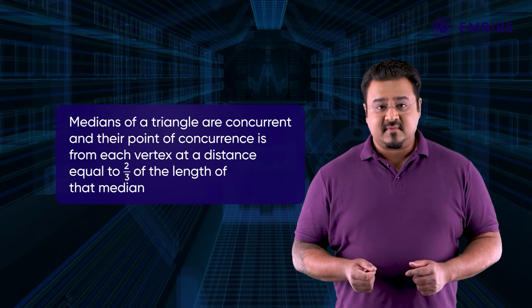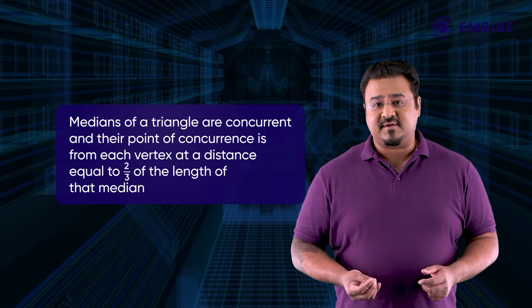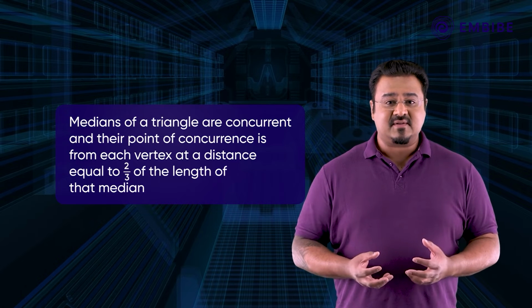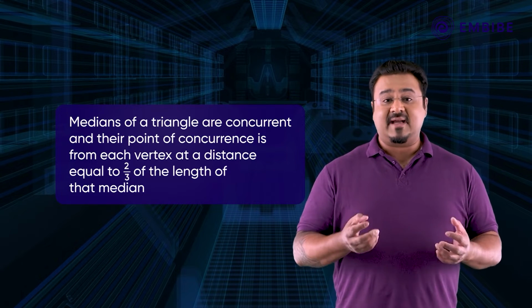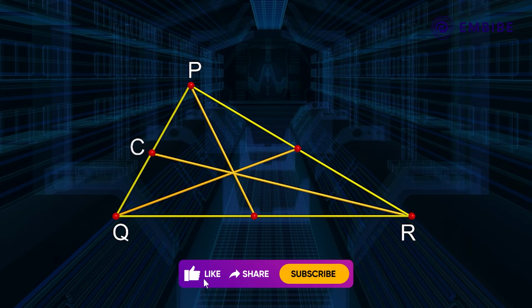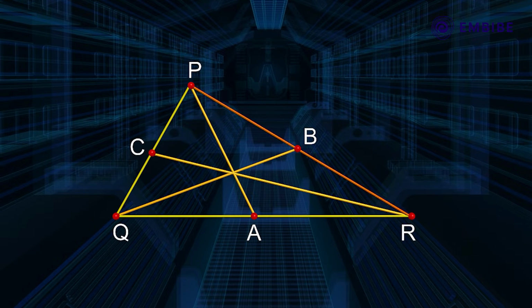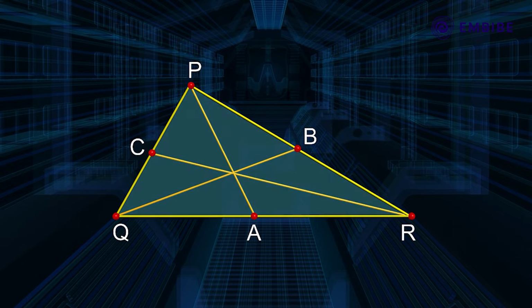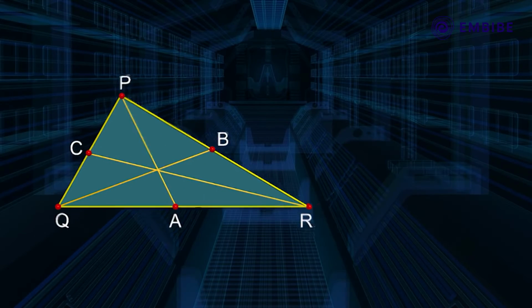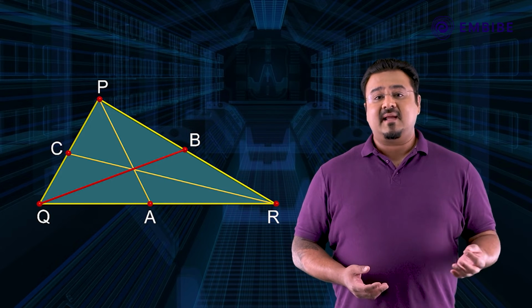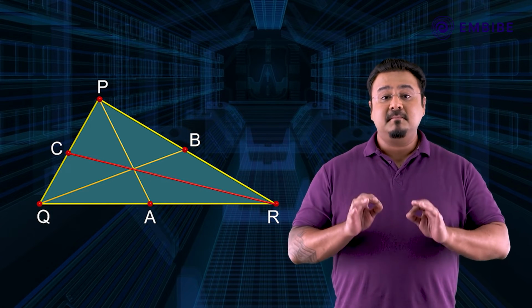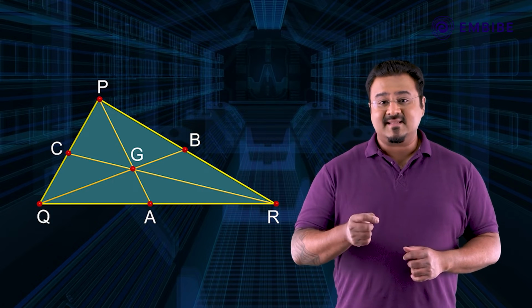Medians of a triangle are concurrent, and their point of concurrence is from each vertex at a distance equal to 2/3 of the length of that median. As shown, C, A, and B are the midpoints of the line segments PQ, QR, and PR, respectively, of triangle PQR. Line segments PA, QB, and RC are the medians. G is the centroid.